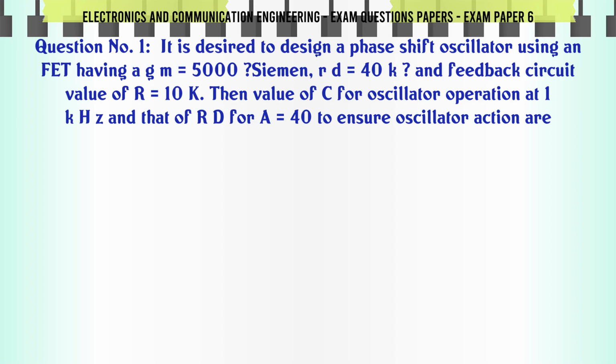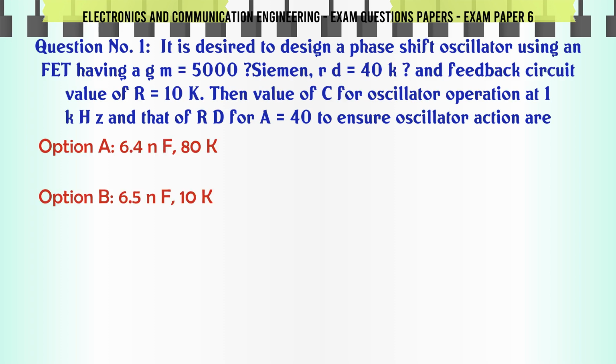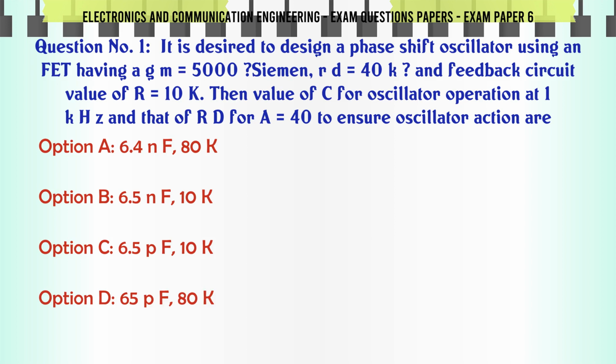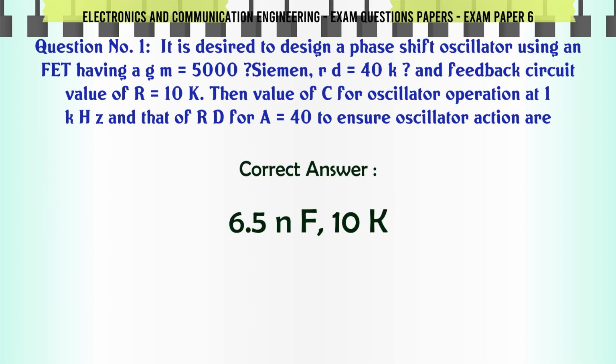It is desired to design a phase shift oscillator using an FET having gm of 5000 micro-Siemens, rd of 40 kΩ, and a feedback circuit resistor value of R = 10 kΩ. Find the value of C for oscillator operation at 1 kHz and that of RD to ensure oscillator action. A. 6.4 nF, 80 kΩ. B. 6.5 nF, 10 kΩ. C. 6.5 pF, 10 kΩ. D. 65 pF, 80 kΩ. The correct answer is 6.5 nF, 10 kΩ.